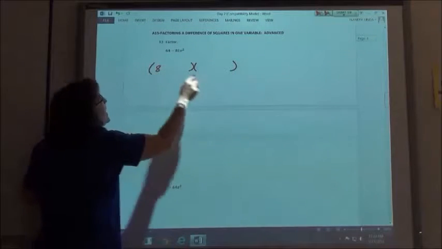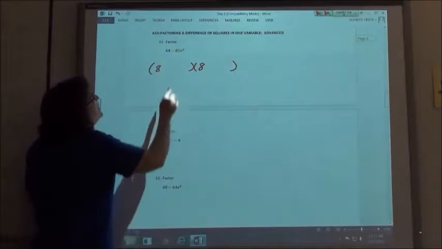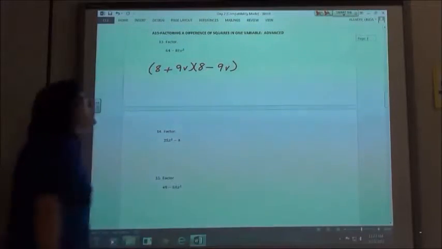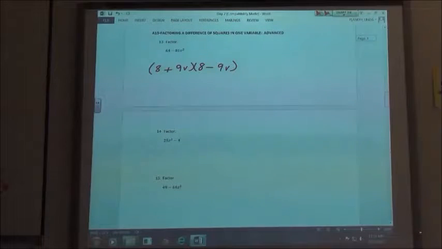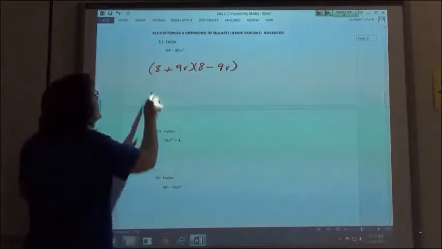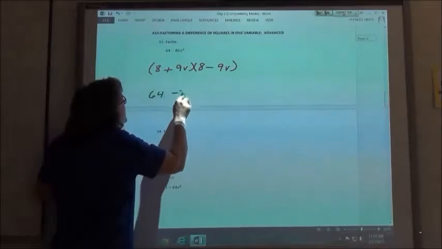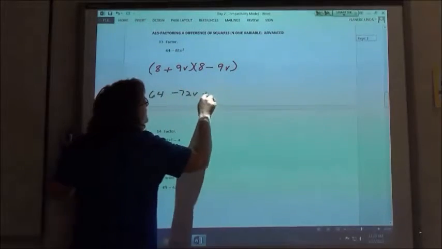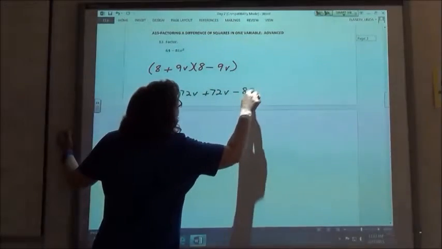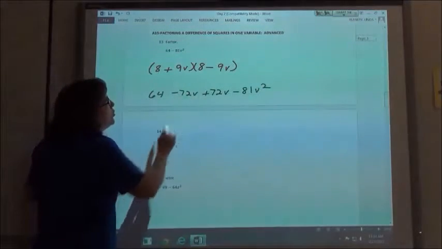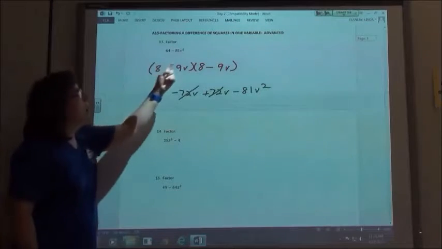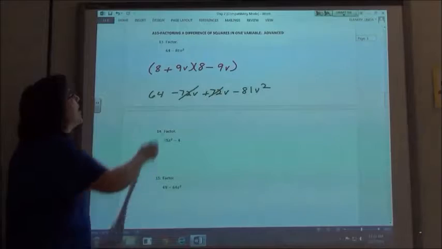So 64 is 8 times 8. 81v squared is 9v times 9v. And one term will have a plus and one term will have a minus, so that when you FOIL it out, the middle term cancels out. So just for fun, if I'm checking this one, 8 times 8 is 64. My outside is negative 72v. My inside gives me positive 72v. And then the last 9v times negative 9v is negative 81v squared. You'll see that your middle terms become opposites. And that's how we end up with that difference of squares, by multiplying what they call conjugates. It's the same values with opposite signs in the middle.